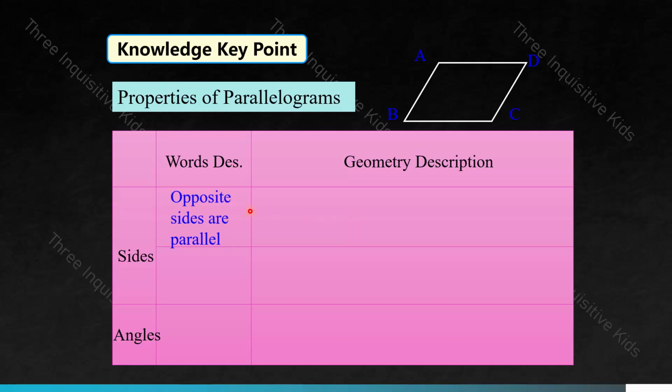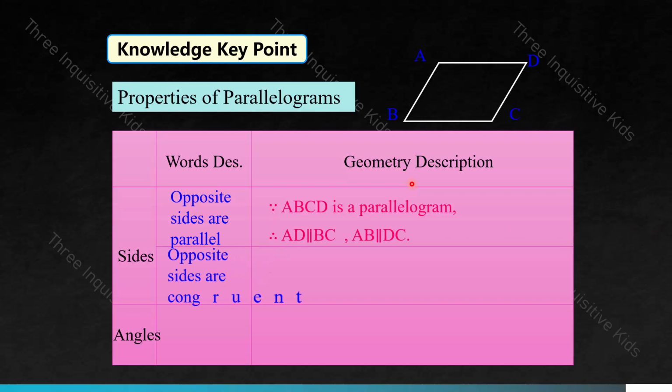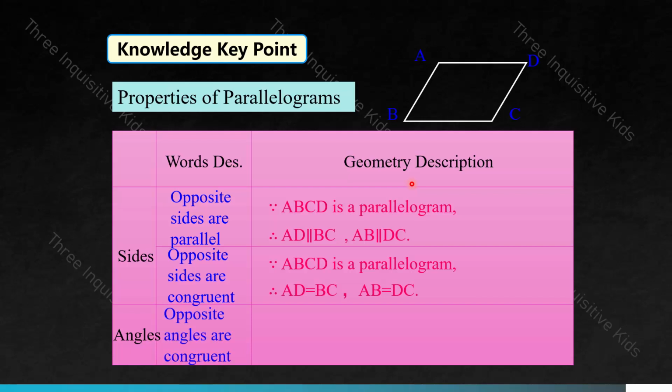Opposite sides are parallel. In geometry, the description would be that if ABCD is a parallelogram, then AD is parallel to BC and AB is parallel to CD. Opposite sides are congruent. Since ABCD is a parallelogram, AD is equal to BC and AB is equal to DC. Opposite angles are congruent. ABCD is a parallelogram, therefore angles A and C are equal, and so are angles B and D. So this concludes and wraps up all of the main properties we have learned from this lesson.